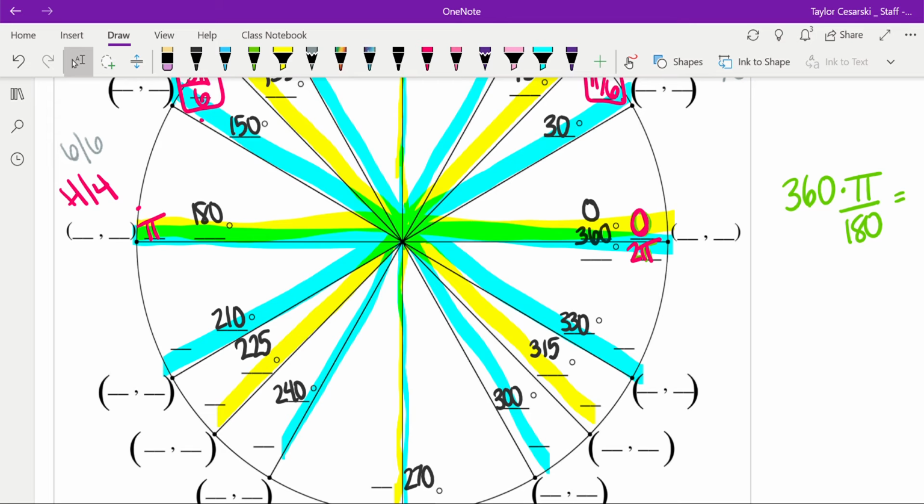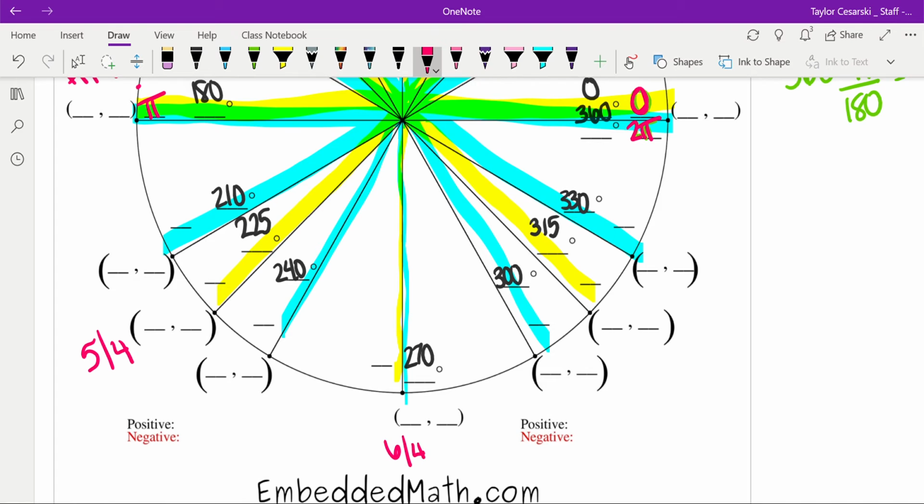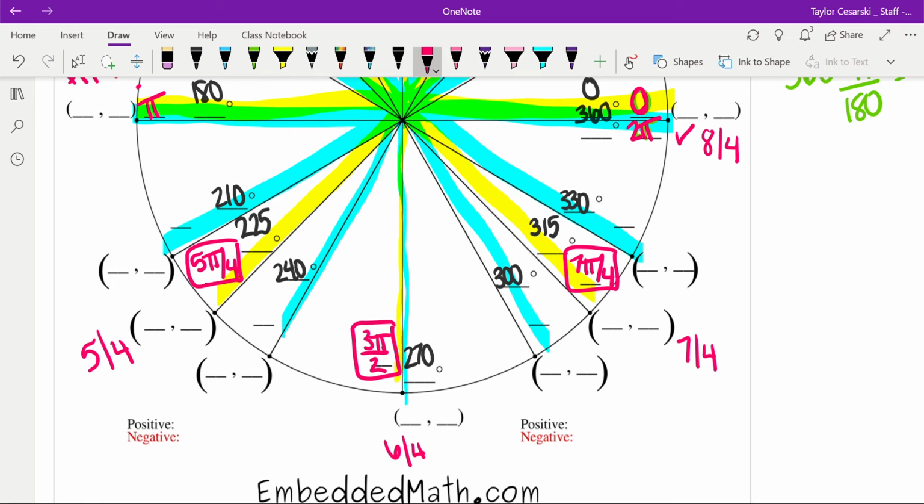Okay, so let's first start with our yellow circle. So we were at 4/4. So what comes after 4/4? That would be 5/4. After 5/4 would be 6/4, 7/4, and 8/4. Alright, so 5/4, simplify and add your pi. 5 pi over 4. 6/4 would be 3 pi over 2. 7/4, 7 pi over 4. And 8/4 is 2 pi. And that checks out. That's what we have there when we converted it.